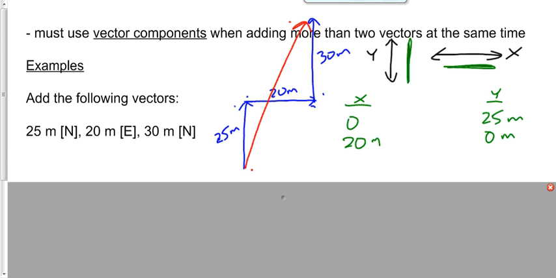And finally, the 30 meters, how much of that 30, Logan, is on the x-axis? This one, this axis right here. None. Good. And how much of that 30 is on the y-axis, Nicole? Sorry? 30, all of it.